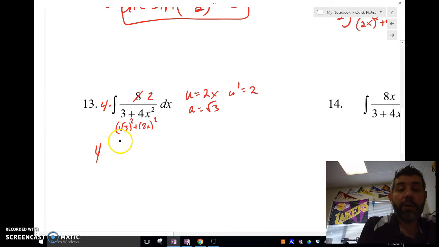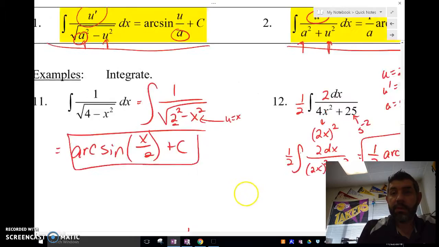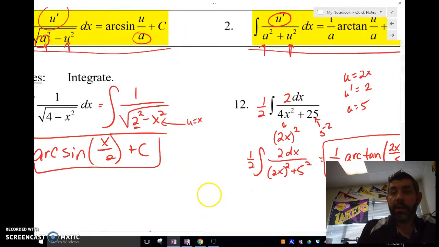So I'm going to have 4 inverse tangent, so arctan, of u over a plus c. Bam. All right. Did I miss something here? Uh-oh, I missed 1 over a.